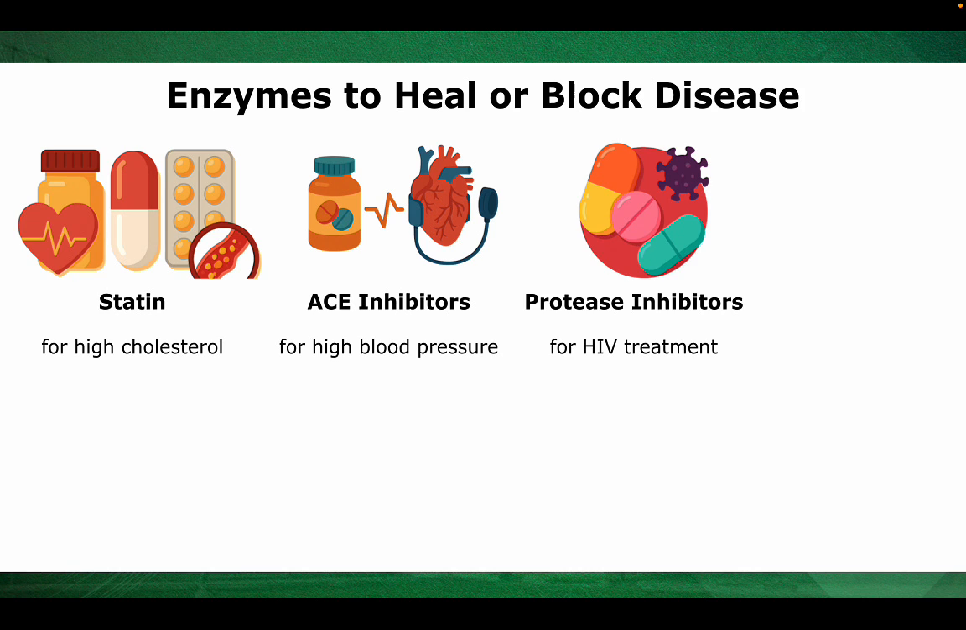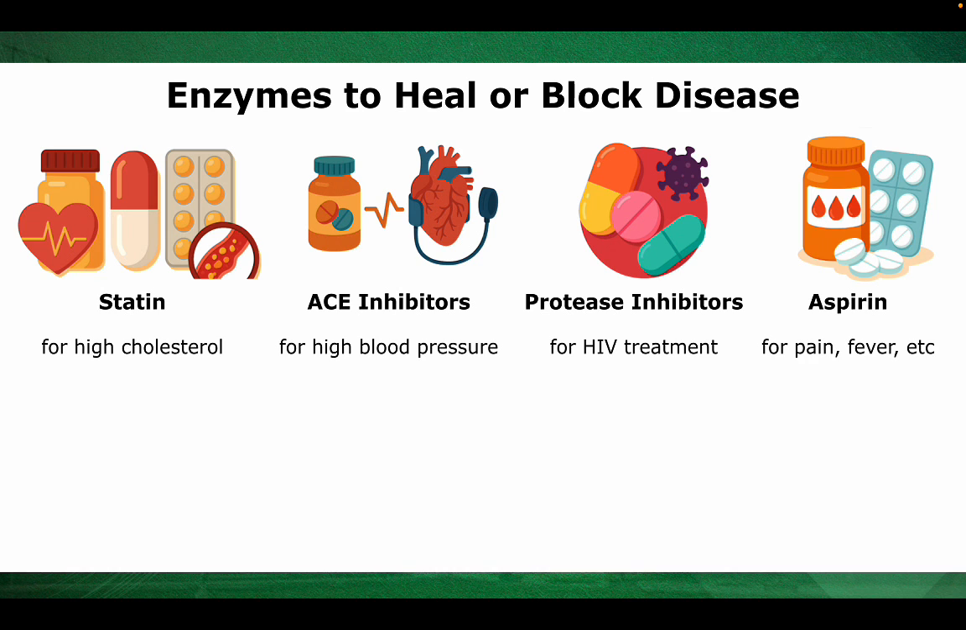Protease inhibitors are used in HIV treatment. They block the viral enzyme HIV needs to make new virus parts. This slows down the infection. Lastly, aspirin is for pain, fever, and swelling. It blocks the enzyme that makes pain and inflammation chemicals, so you feel better.